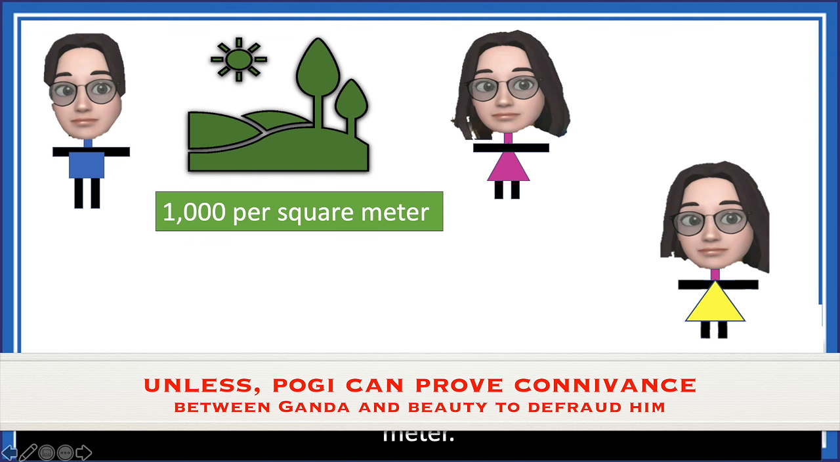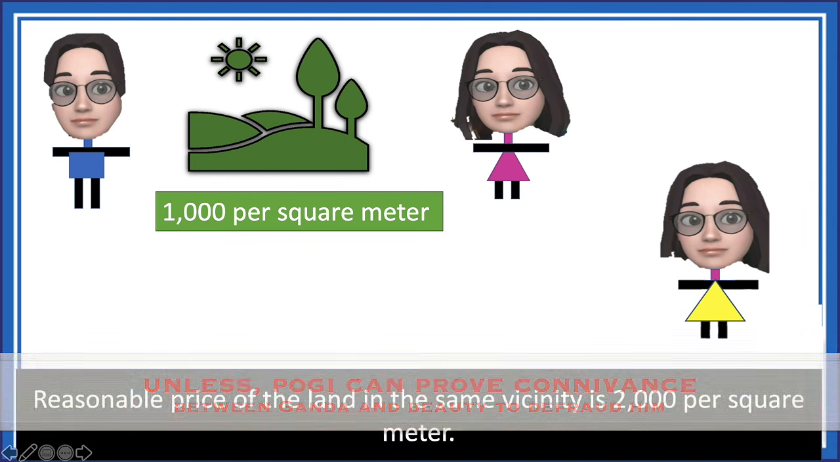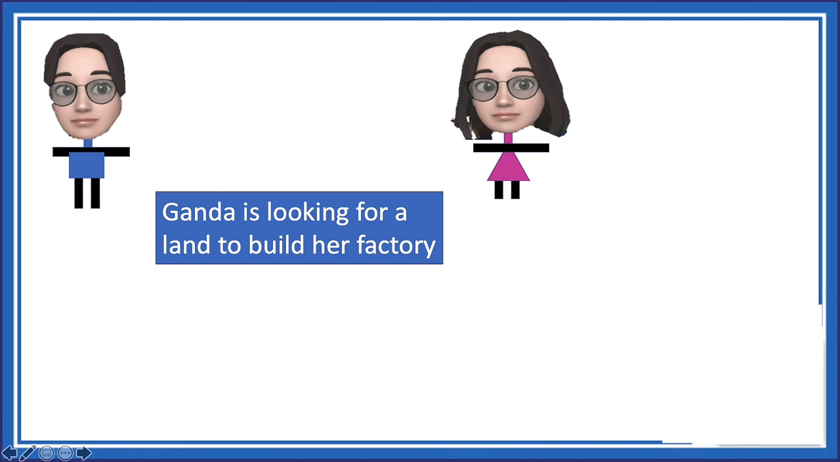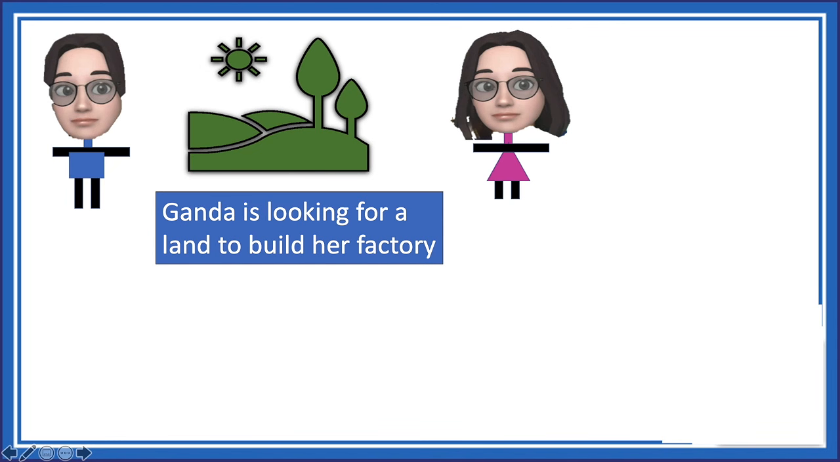So, in that case, because Ganda also participated in the fraud, that's the time Pogi can annul their contract on the grounds of fraud committed by Ganda. Okay?